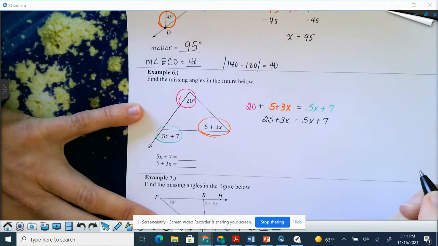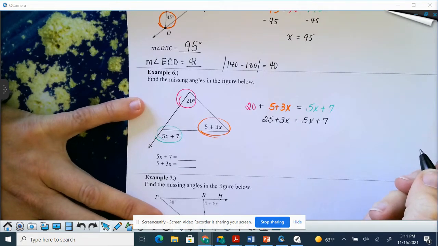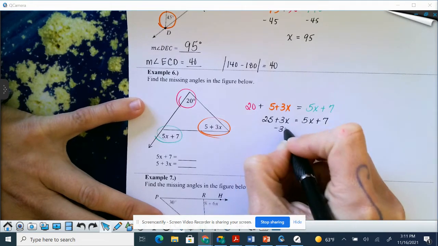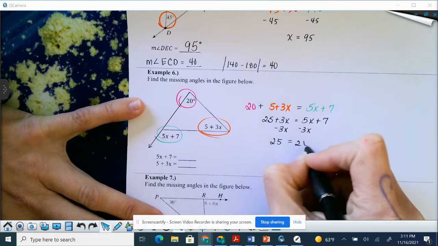Again, I'll challenge you to pause your video and try this. You have lots of options. So the way I work it may not be exactly the way you work it, but as long as your answer is correct, then that is good to go. All right, so pause and try. I'm going to move towards the positive x, so I'm going to subtract 3x. So 25 equals 2x plus 7.